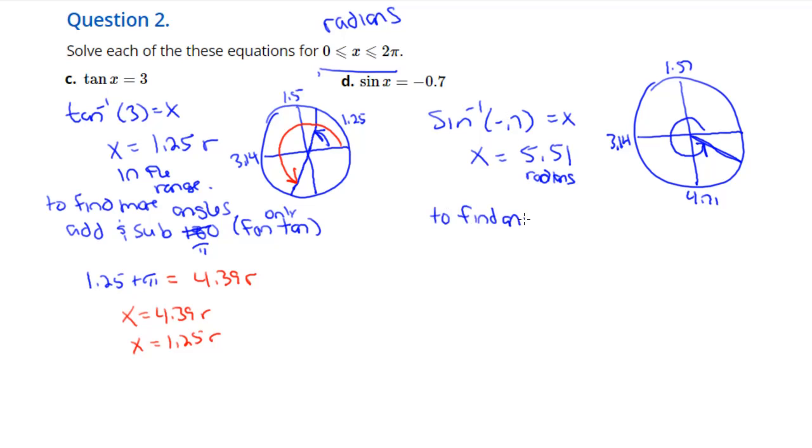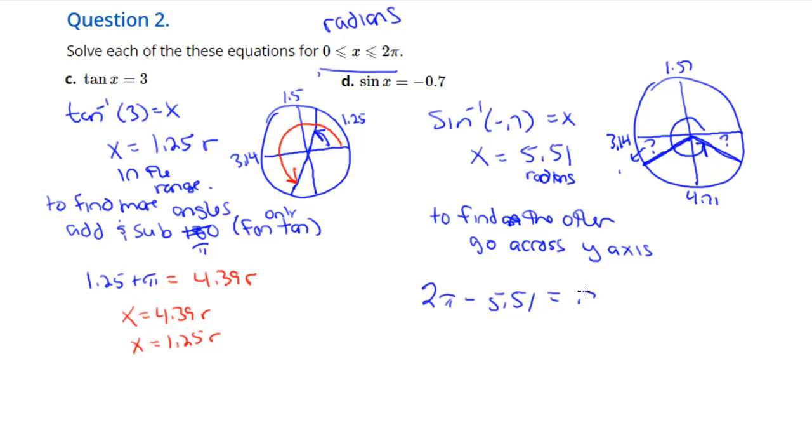And now I got to find the other angle, and since it's sine, I'm going to go across the y-axis. And I need to know these reference angles so I can figure out what that angle is. If I take the whole circle, or 2 pi, and subtract the 5.51 radians, that'll give me that little piece that's below there where the question mark is. And I'm going to find out that that's going to be an angle of 0.773.